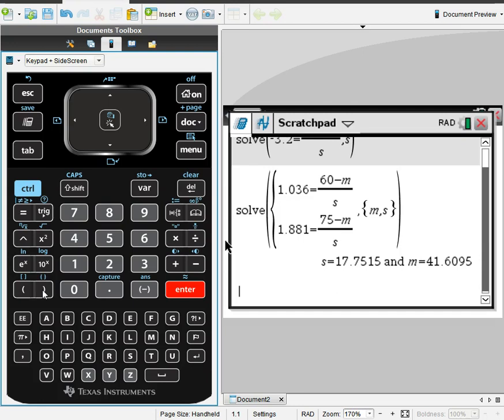Since you're allowed to use your calculator at all times, you might as well not waste time and just use the solver. It's perfectly okay for AP Stats.